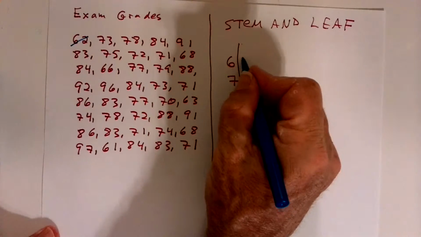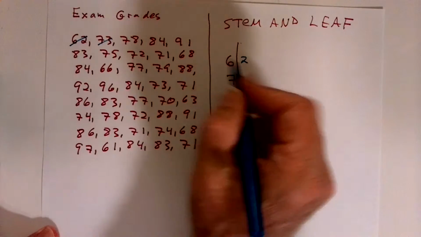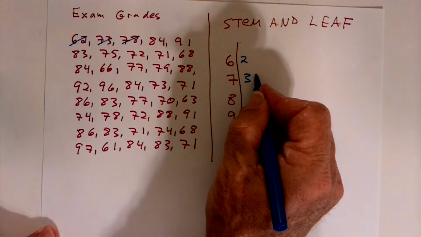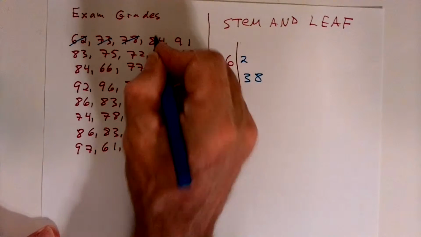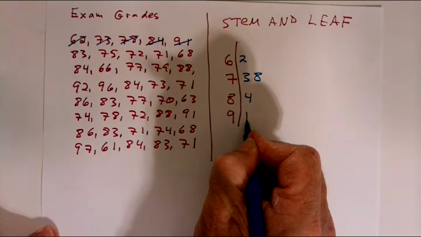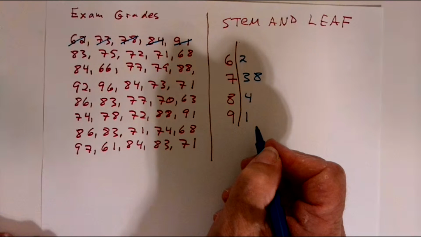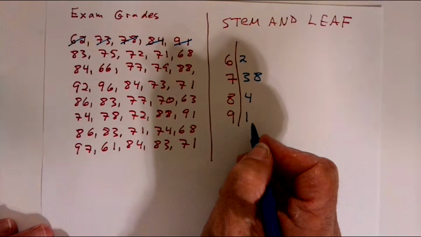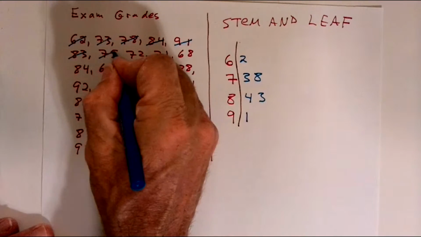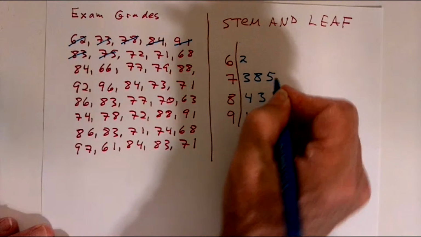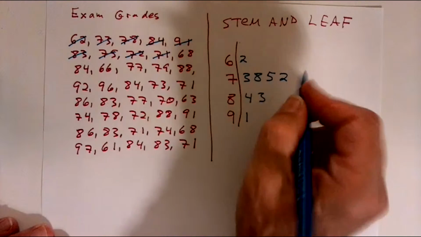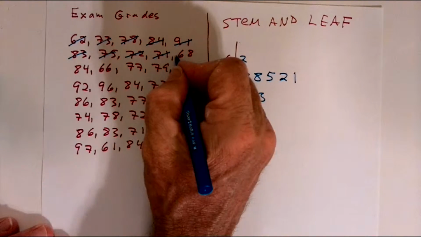62 means in the 6 column, put a 2. 73, in the 7 column, put a 3. Notice 78. In the 7 column, put an 8. That 8 stands for 78. 84, 8 followed by 4. 91, 9 followed by 1. So you see the process. The first number is a stem. The second is a leaf. 83, 8 followed by 3. 75, 7 followed by 5. 72, 7 followed by 2. 71, 7 followed by 1.